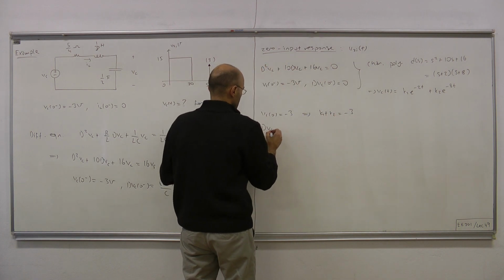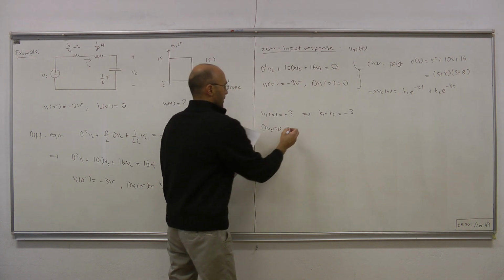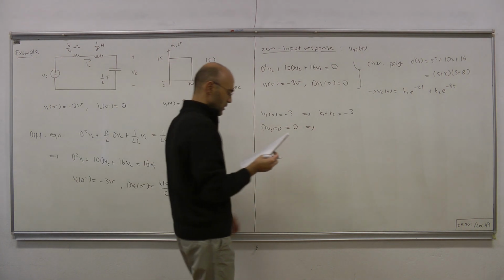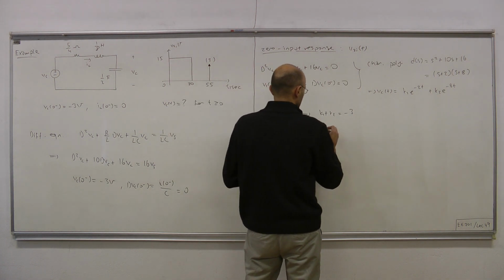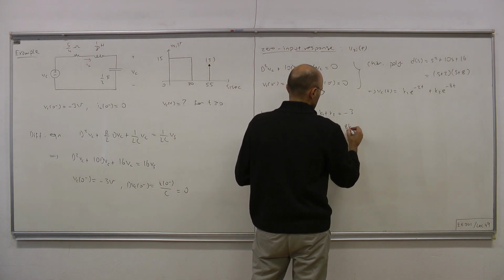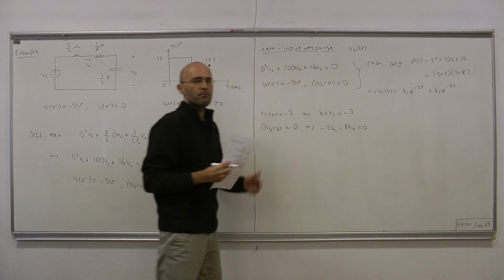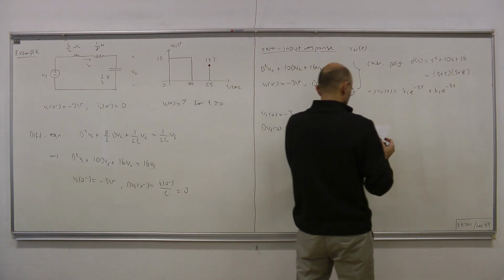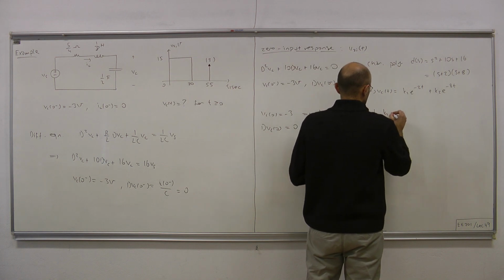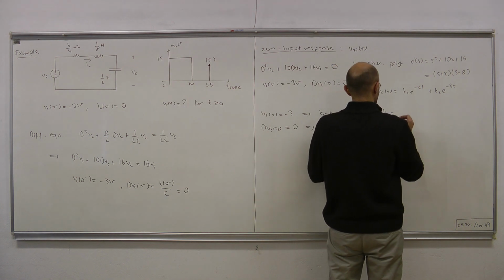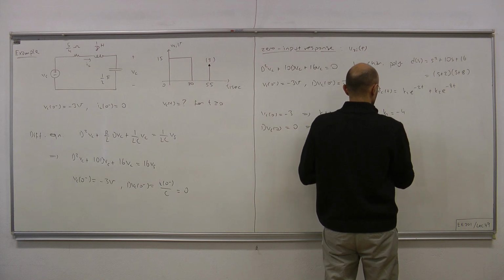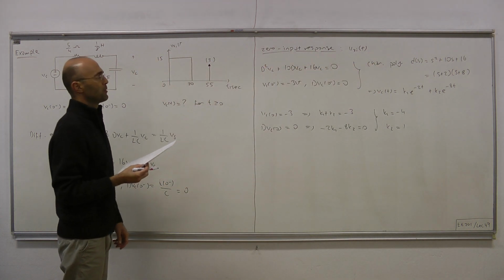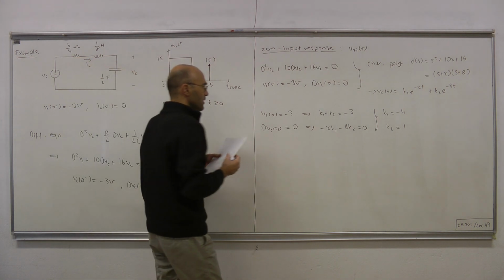And then differentiate, and then plug in t equals 0. In that case, you have -2 K1 minus 8 K2 equals 0. Two equations, two unknowns. That yields K1 equals -4 and K2 equals 1. And our zero input response is now determined.